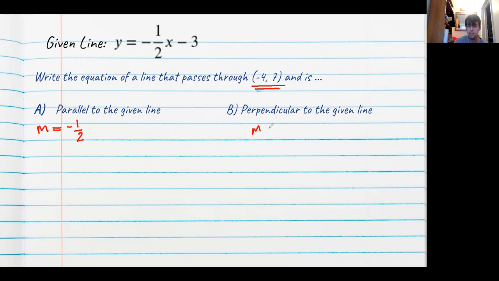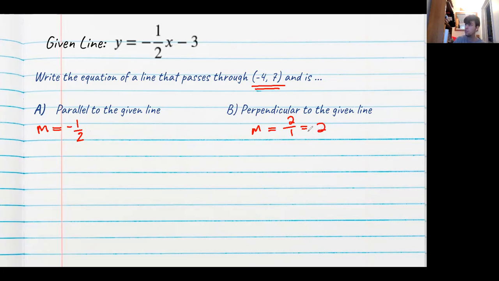Perpendicular, that means that the slope is going to be the opposite reciprocal. So instead of negative, it's going to be positive. And then instead of 1/2, it's going to be 2/1, which obviously reduces to just 2. So that's the first step. What does parallel mean the slope's going to be? What does perpendicular mean the slope's going to be?